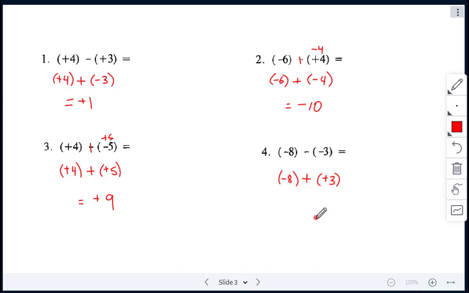All right, so now we're just using our addition rules, which is when you have a sign that is different, we have a negative and we have a positive, we're going to subtract, and then we're going to take the symbol or the sign of the numerically larger number. All right, so here we're going to subtract 8 and 3, which is 5, and 8 is numerically larger number, so it becomes a negative 5.